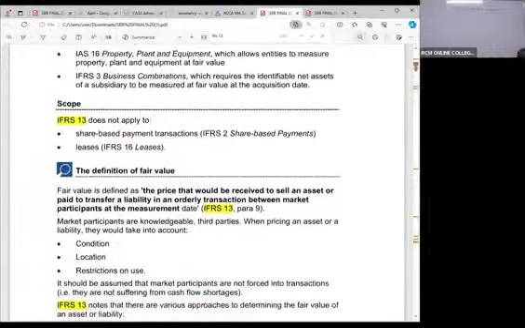The definition of fair value. Fair value is defined as the price that would be received to sell an asset or paid to transfer a liability in an orderly transaction between market participants at the measurement date. IFRS 13, paragraph 9. The price that would be received to sell an asset, that's what I would stick with. If I sell this asset of mine, this is the price that I'll be able to receive.